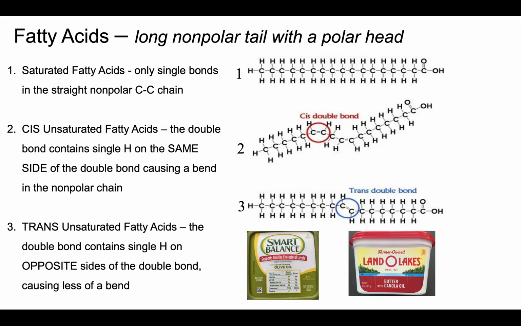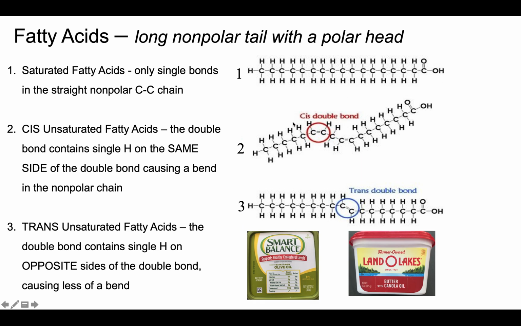Fatty acids are long nonpolar tails with a polar head. There are 3 types of fatty acids. Saturated fatty acids have only single bonds and they're a straight nonpolar carbon chain. You can notice the repeating carbon-carbon-carbon bonds, with the very end being a carboxyl group.